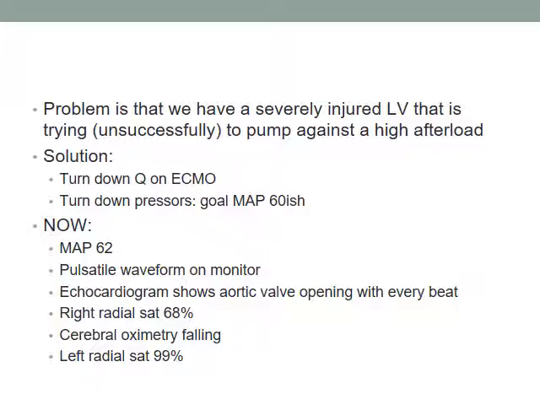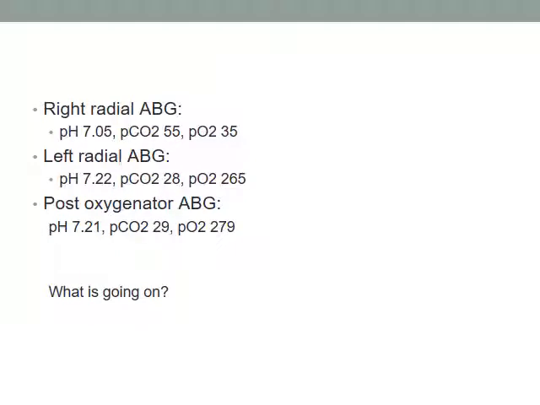But we turned down the flow, turned down the pressors, then we added a vasodilator. Now we got a MAP of 62, pulsatility on the waveform on the monitor. Echo shows the aortic valve is opening with every beat, but the right radial sat is now 68%. It used to be 99, and now it's 68. We have cerebral oximetry, it's falling. The left radial sat is 99. Right radial gas has a PO2 of 35 and a PCO2 of 55.